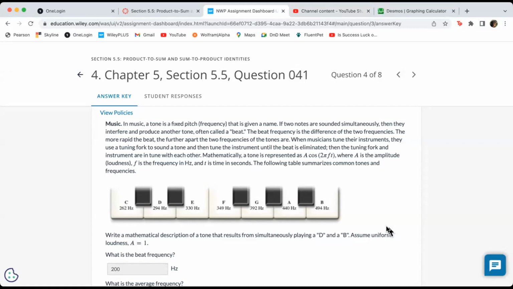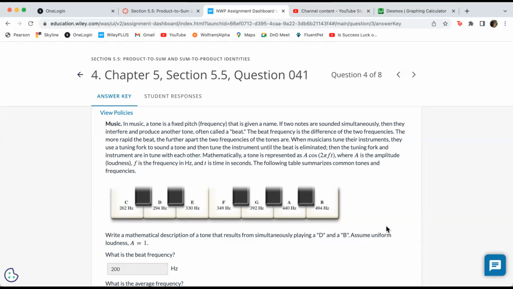The musical tone is a fixed pitch frequency that is given a name. If 2 notes are sounded simultaneously, they interfere and produce another tone, often called a beat. The beat frequency is the difference between the 2 frequencies. The more rapid the beat, the further apart the 2 frequencies of the tones are.